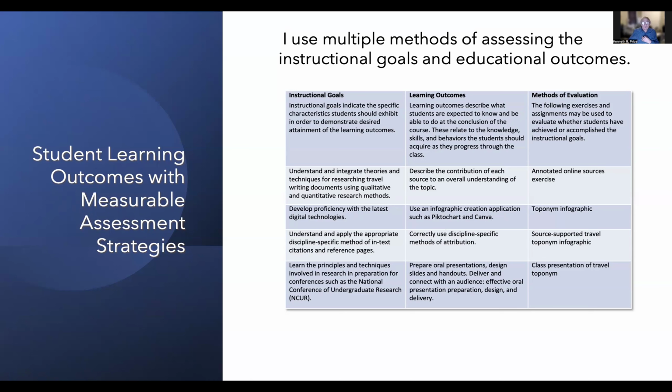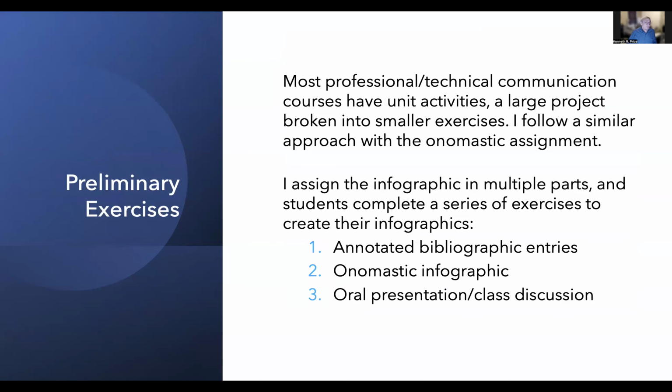Some of the methods for assessing the courses include, like I said, onomastics. You can see the learning outcomes as far as understanding, researching techniques and theories for developing proficiency with digital technologies where they create their infographics, and also to cite the sources of the information that they have. And you can see the artifacts at the end of the semester that I use to assess the success of the course, all the way down to a class presentation of a travel toponym.